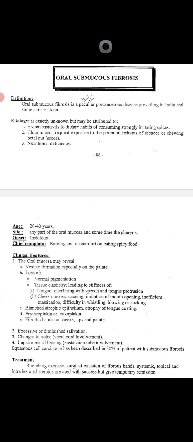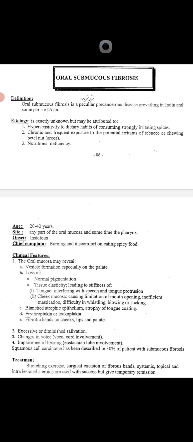Now oral submucous fibrosis is important for the NLE exam because there are two characteristics that are very important for MCQ points. Number one, in oral submucous fibrosis, there is limited mouth opening. Second, there is a high malignant potential, meaning in 30% of patients with submucous fibrosis, squamous cell carcinoma occurs. And next, in the pharyngeal region, there is band formation in oral submucous fibrosis patients.